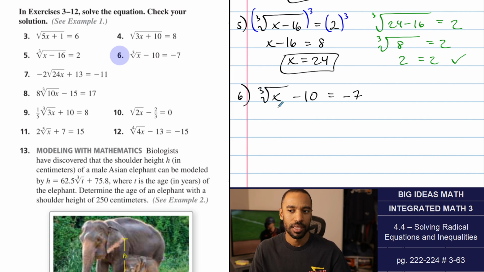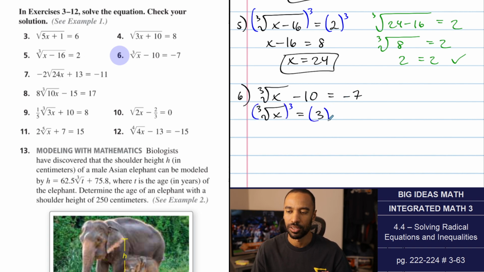All right, this time, this cube root, I should say, is not isolated. We have to add 10 to both sides in order to isolate it to begin with. So we're going to get 3 when we add 10 over here. Now that it's isolated, we can cube both sides, like so, and we'll get x equals 3 cubed, which is 27.